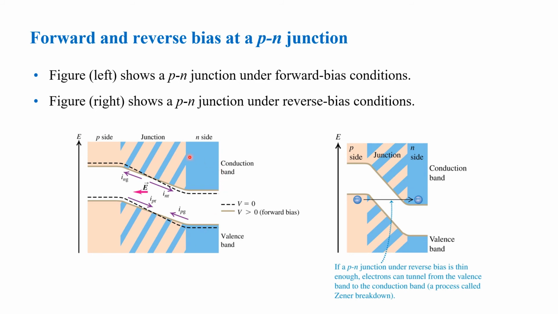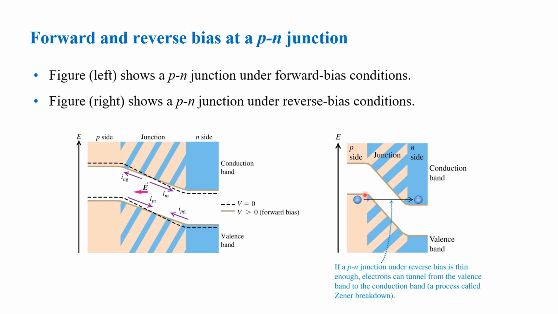This one here shows the p-n junction under forward bias conditions. So there is this flow in your electron-hole pair, which forms your exponential increase in your current. Here is what happens in your band diagram for your reverse bias condition.